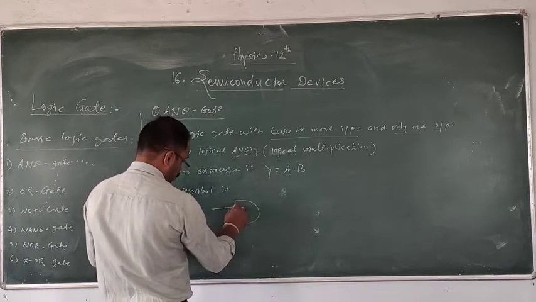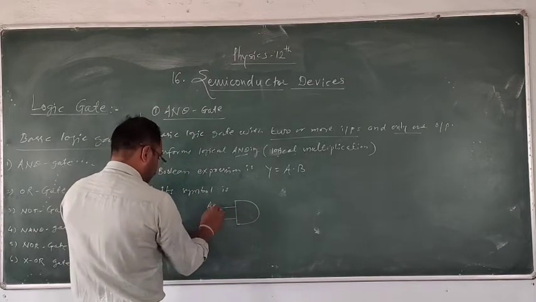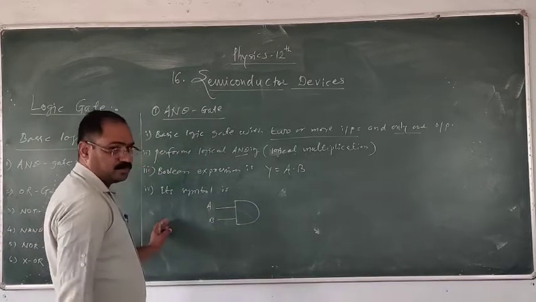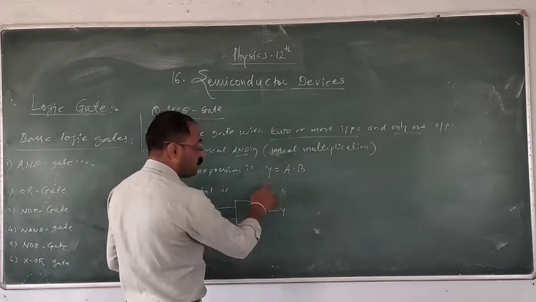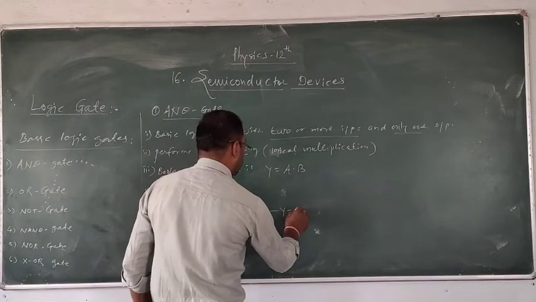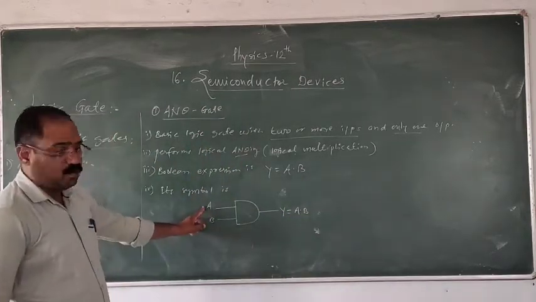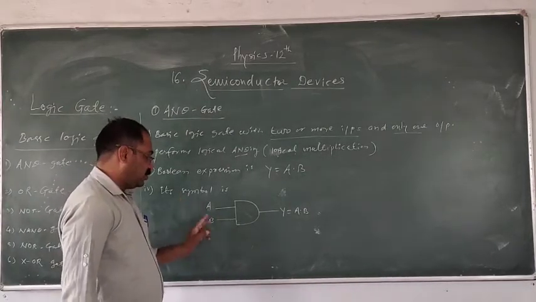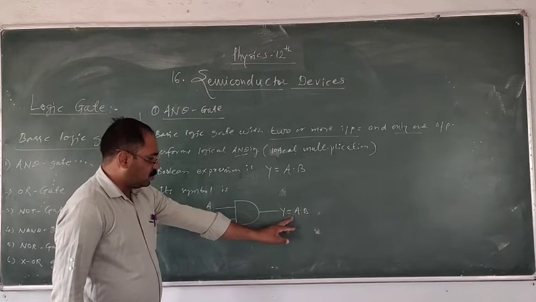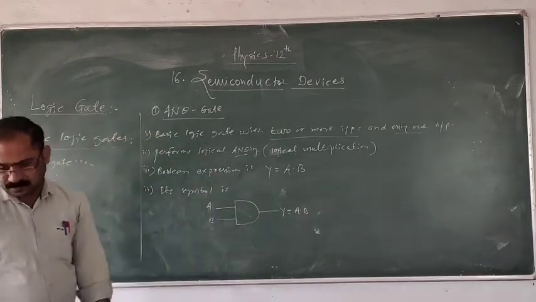Here you have to show the input. Two inputs, A and B, are the inputs. Here is the output, denoted by letter Y. Therefore Y is equal to A dot B. A is the input, B is the other input. Y is the output. Y is equal to A dot B. Its truth table is.